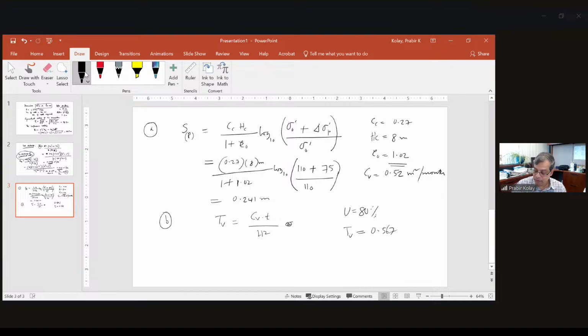So you need to find out the time over here, t. You need to calculate. So t is basically, how much is that time factor, that is 0.567. How much is the height of drainage? That also you need to know. Here in this problem, the drainage is both sides. So the height of clay is 8. So H_dr would be how much over here? Height is 8 meter. So how much is the height of drainage? Because it is two-way drainage, right, in this case.